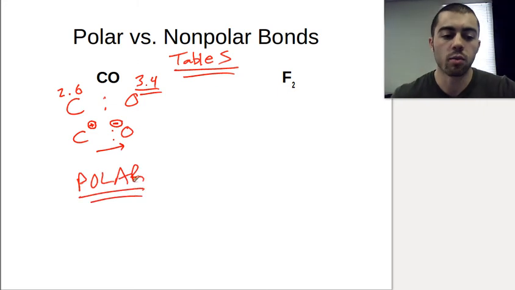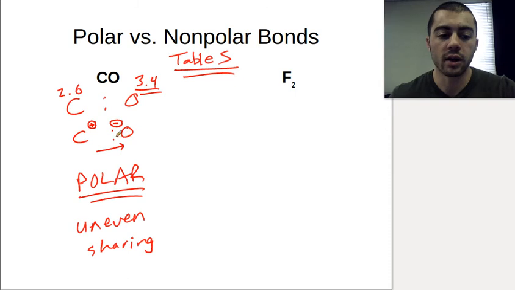So that's how we end up with a polar bond, if we have uneven sharing between the atoms. So the carbon and the oxygen are sharing unevenly here. The oxygen is pulling the electrons more. That's going to make this bond polar.